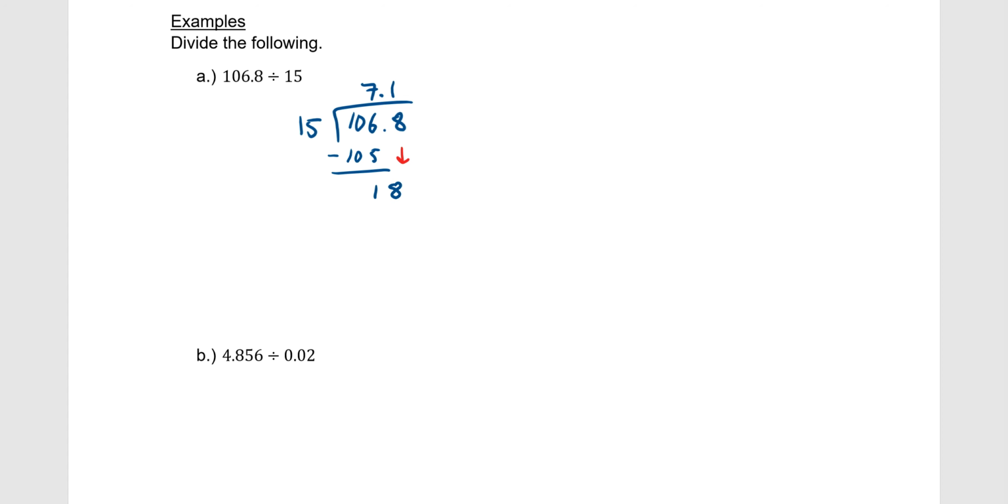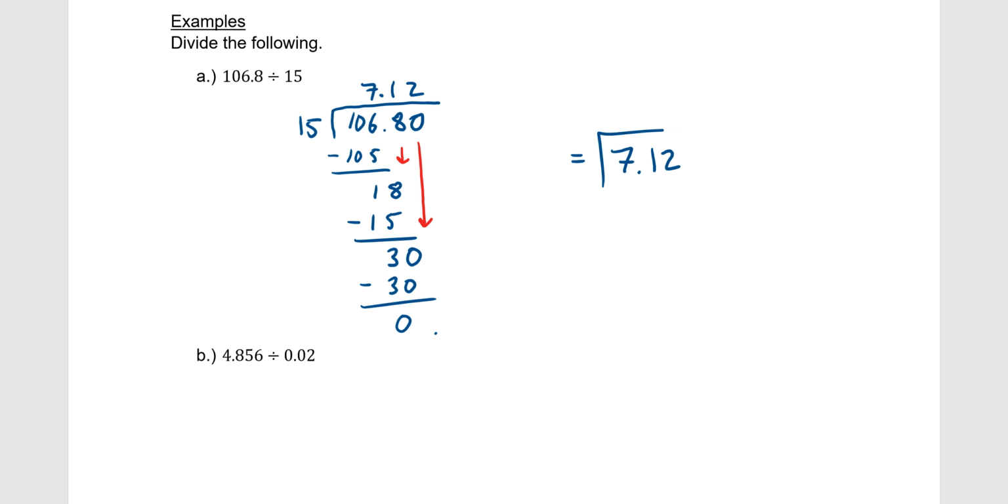15 goes into 18 once. 15 times 1 is 15. We subtract. We get 3. And now we have to add a 0 here at the end, so we can bring that down. And now that makes this number 30. So 15 goes into 30 twice. 15 times 2 is 30. That gives us 0, so then we're done. So 106.8 divided by 15 equals 7.12.